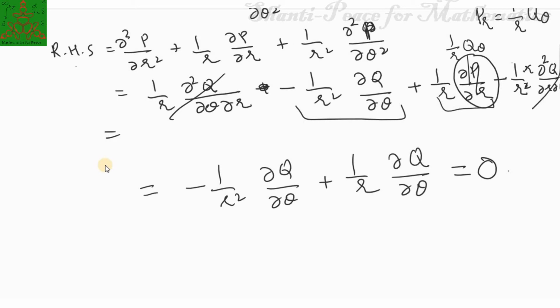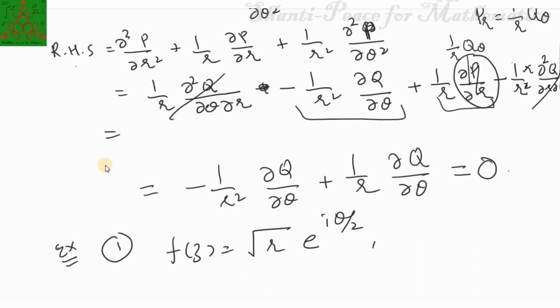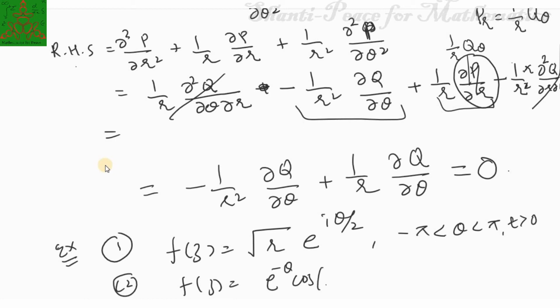With that, I am giving you certain examples here. The first one: check whether the following functions are differentiable or not. That is, f of z is equal to under root of r e raised to i theta by 2 if theta is between minus pi and pi and r is positive. And the second one, f of z is equal to e power minus theta cos ln r plus i e power minus theta sin ln r, if r is positive and theta is 0 to 2 pi.